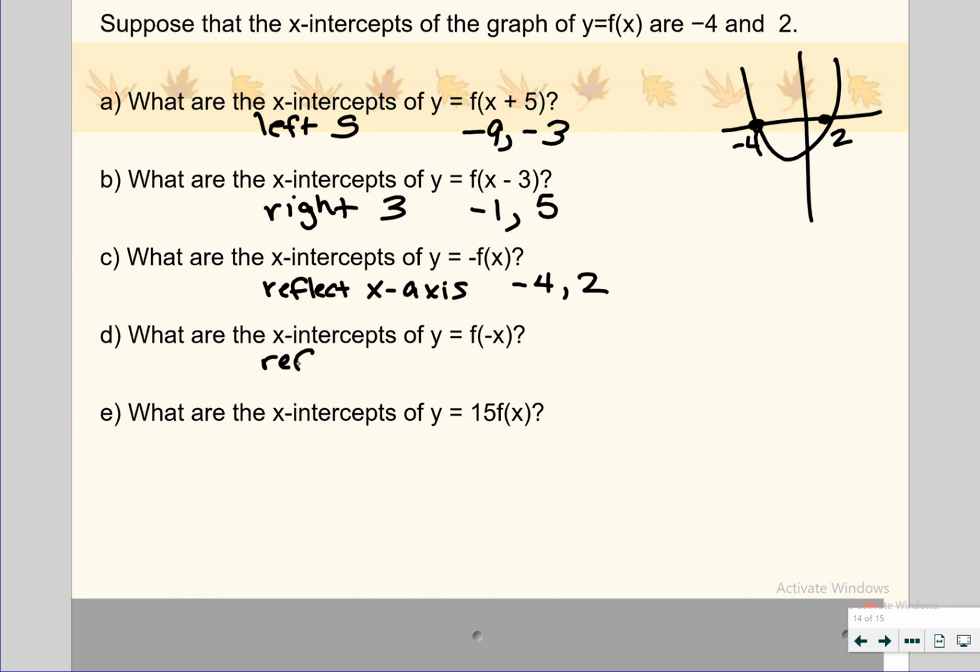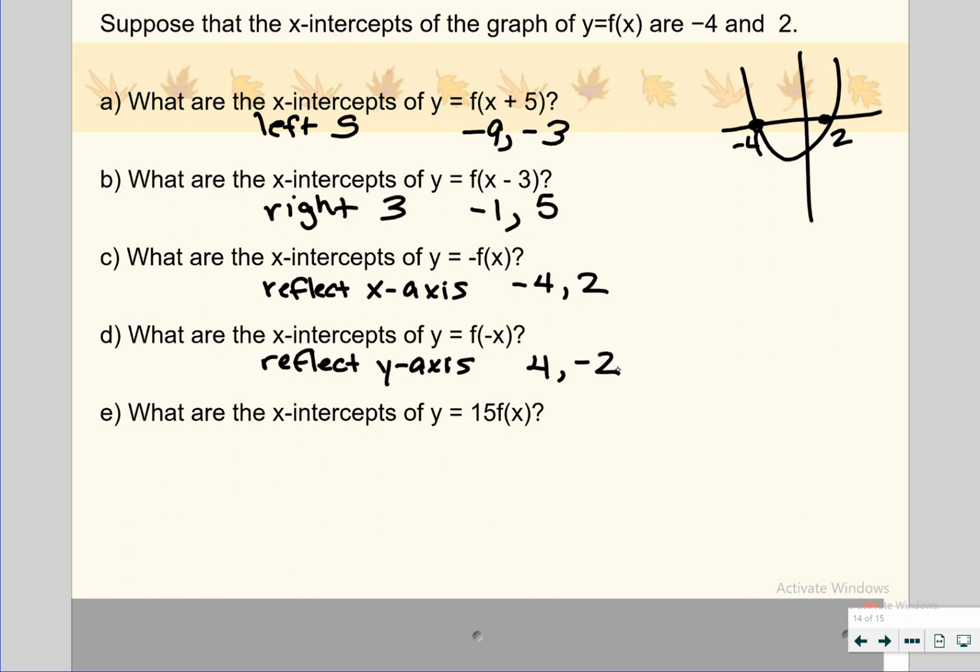What if I reflect over the y-axis? That's what a negative on the inside does. So if I take my graph and I flip it this way, is it going to change my x-intercepts? Yes, it is. What's going to change them to? They're going to be opposite. It's going to be a +4 and a -2.